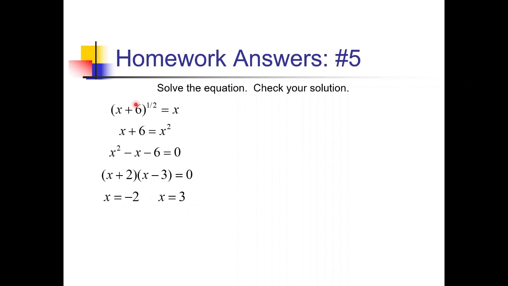Let's plug both of these into the original and just make sure that this all works out. So I've got negative 2. I'll plug that one in first. So this is negative 2 plus 6, which is 4. And then the 1/2 power is really the square root. So we're really doing the square root of 4. The square root of 4 is 2, which does not equal the negative 2 that we plugged in over on the other side. Since these don't equal each other, that means that negative 2 is actually an extraneous solution, and we're going to eliminate that.